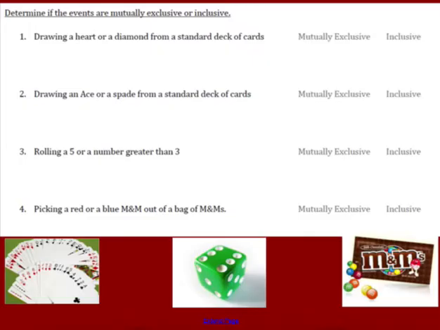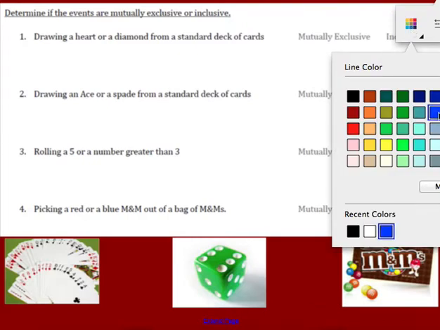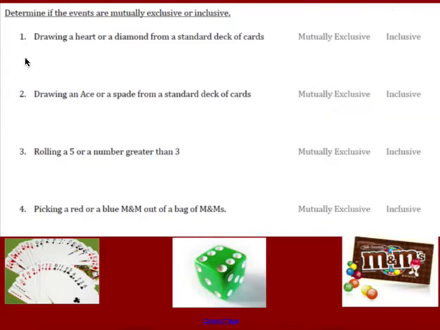This will make a little more sense when we get into using actual examples. But before we do that, I want to decide: is it mutually exclusive or inclusive? Basically, can it be both? For the first one, drawing a heart or a diamond from a deck of cards. Hearts and diamonds are two separate suits. You can't be a heart and a diamond, so that makes it mutually exclusive.